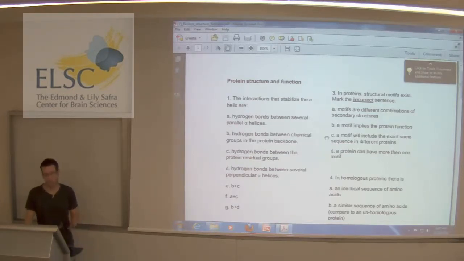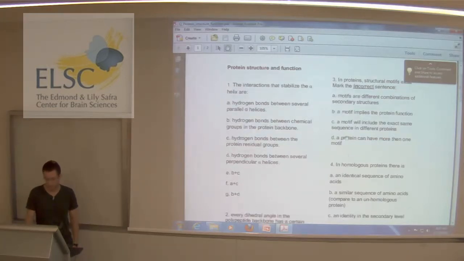Well, not really, because that is kind of the definition we gave for the consensus term, which is when you have a high degree of similarity compared to a random sequence that you'd choose, between different sequences of amino acids, different sequences of nucleic acids, and so on. But a consensus is a high degree of similarity and usually not an identity. And a protein can have more than one motif. This is also a correct sentence, and the incorrect is C. So the correct answer here is C.